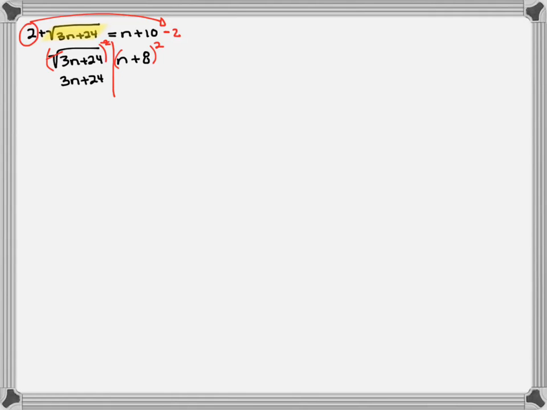Okay, so n plus 8 squared, remember it is not n squared plus 64. Be careful with that. You have to rewrite it as n plus 8 times n plus 8. So do not do the n squared plus 64.